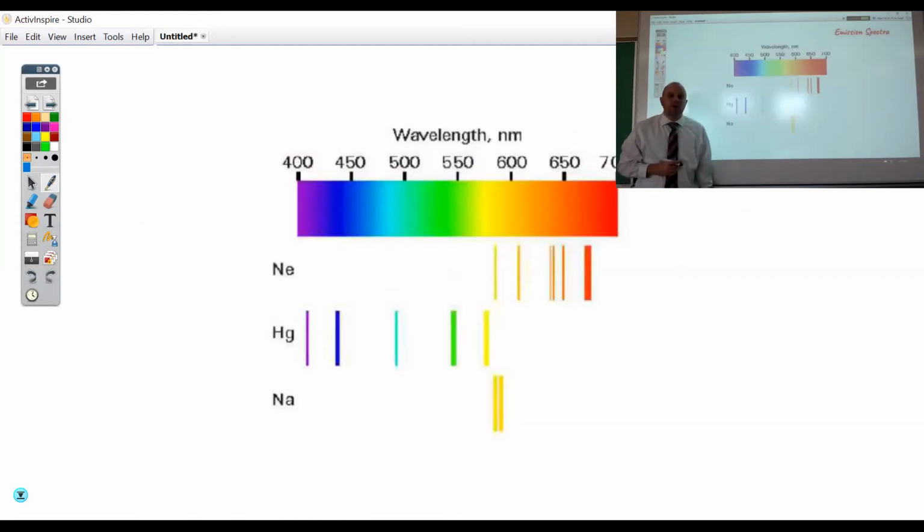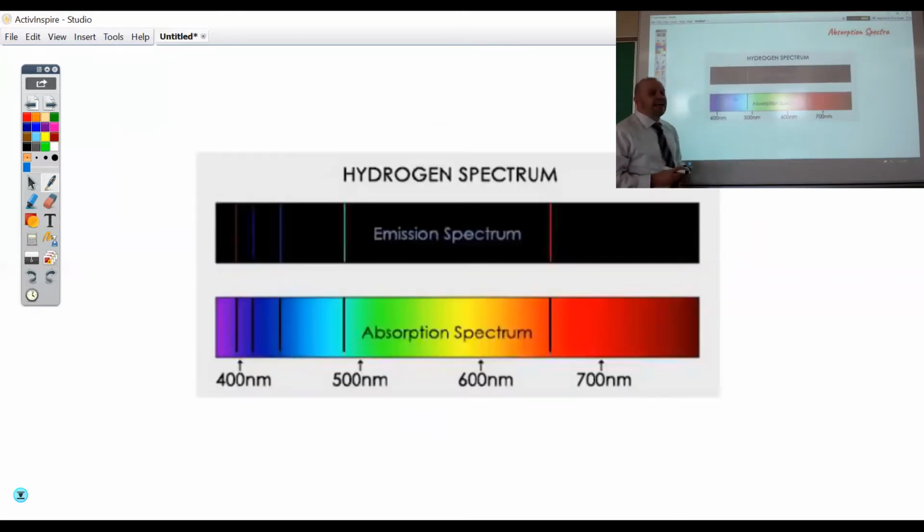So we talked about energy being released in the visible light portion of the spectrum. Here are three different elements: neon, mercury, and sodium. When they release energy, when electrons fall back down, you'll see a pattern that develops that's specific to that atom, almost like a fingerprint would be on a person. So that fingerprint, or that pattern of light energy that's released, could be used to identify the specific atom that you have.